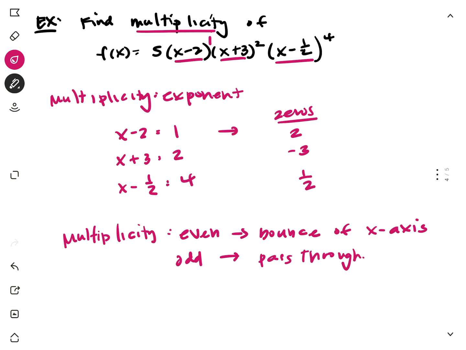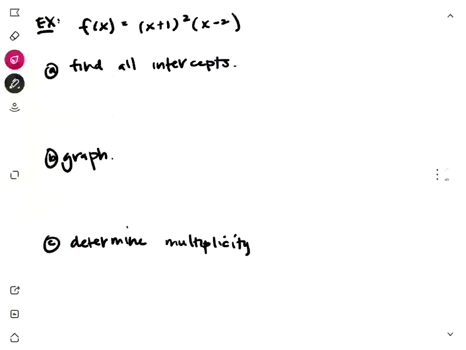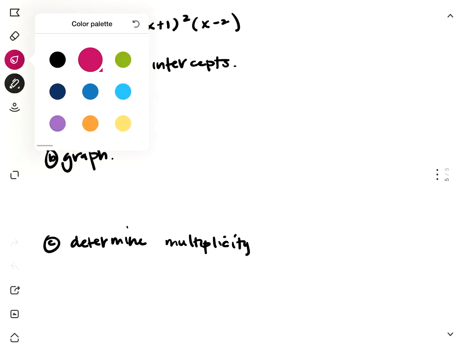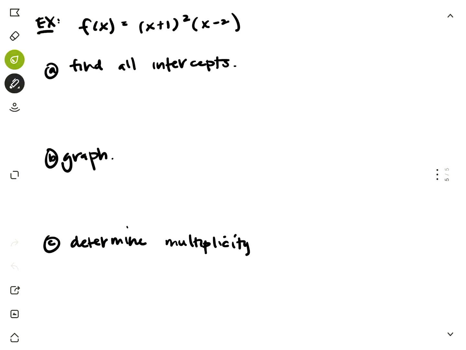All right, so this one is just asking you to find the multiplicity. But I figured that while we're at it, we might as well talk about why multiplicity is important. Because if it's not important, then why would we even attempt to do it? All right, so let's look at this next function. f of x equals x plus 1 squared, x minus 2. So what we're doing here is trying to analyze this and build up what this graph looks like.